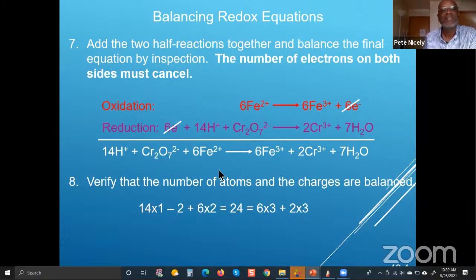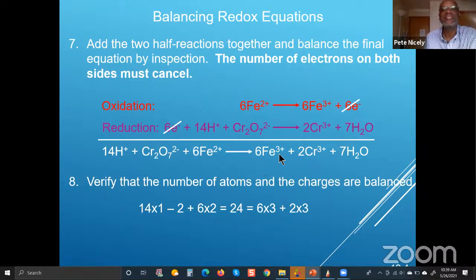That's balanced. You have 6 irons here, 6 irons here, that's balanced. And in terms of the charges, when you add up all the net charges on this side here, which is 14 minus 2 minus 6 times plus 2, 12, you're going to get 24. And the same thing will be the result on this side.